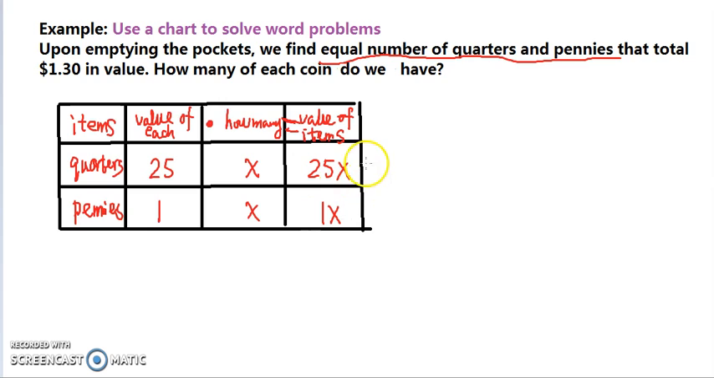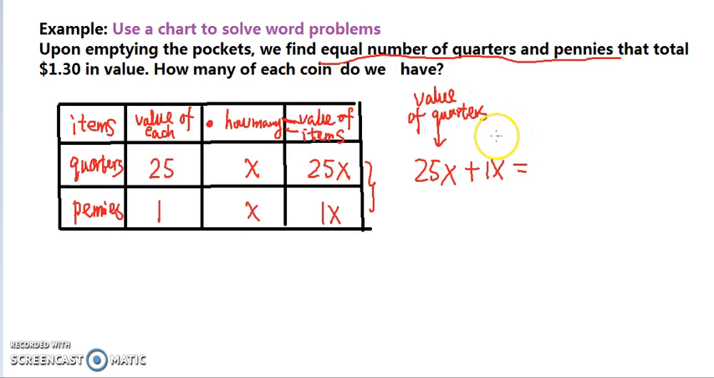Now next we add these two, so we get 25x plus 1x. 25x is the total value of all the quarters, not just one quarter. And 1x is the value of all the pennies we have, and again, it's not just one penny. Adding them together gives the value of quarters and pennies.